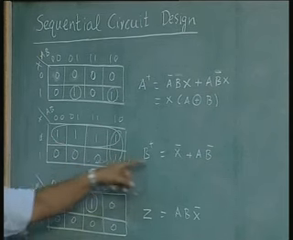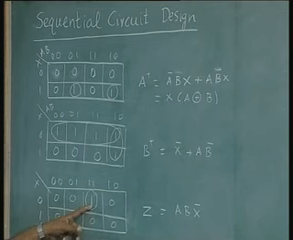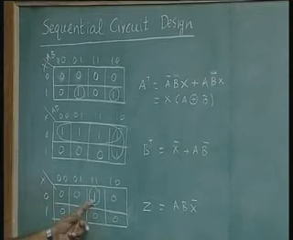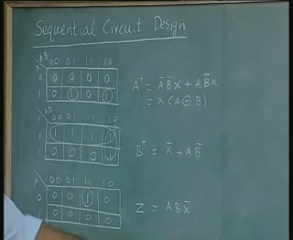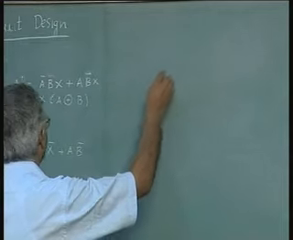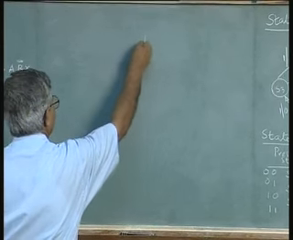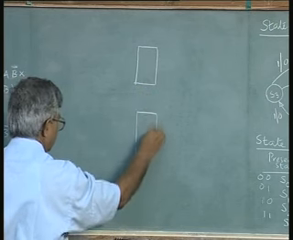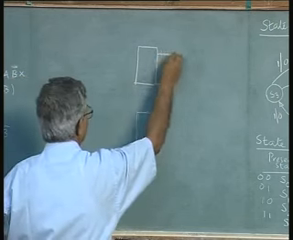And for Z there is only one term. For Z only one term is a 1, all of this is 0, this happens to be A B x bar. So, with this I can draw the gate structure for this. There are 2 flip flops, one of them is going to be called A, the other is going to be called B.